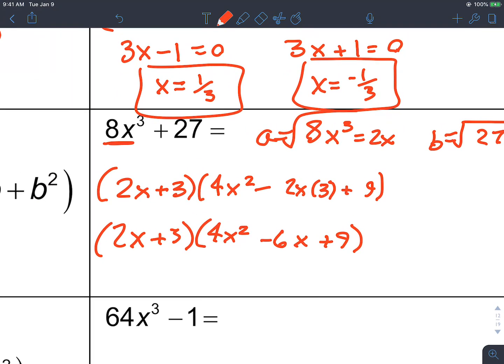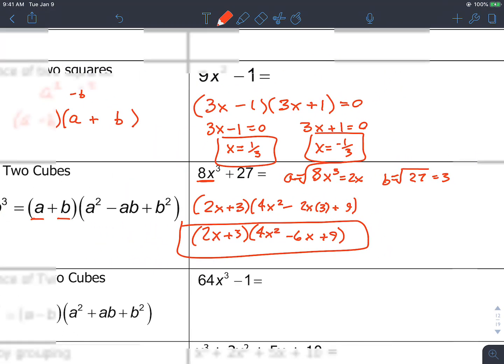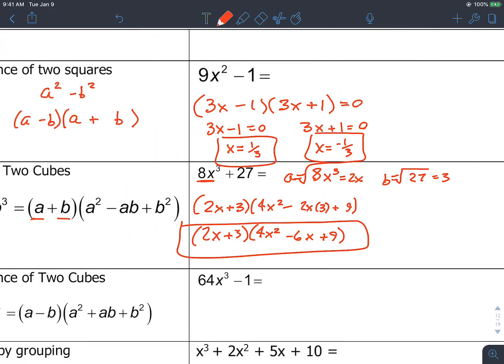Now, a lot of people are going to say, doesn't the leftover stuff right here factor? If you try to find two binomials that multiply to that, you're going to be looking for a long time, because that is not actually factorable. That's all you can do as far as factoring. Okay, so there you go.